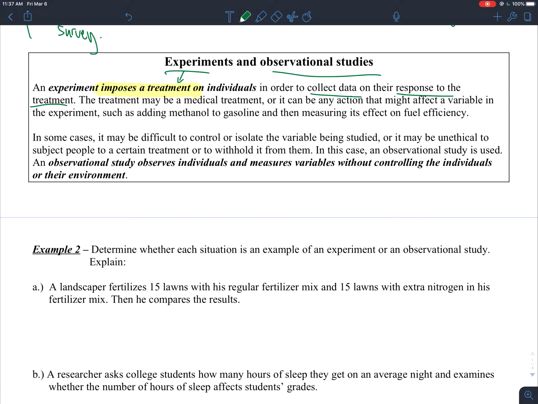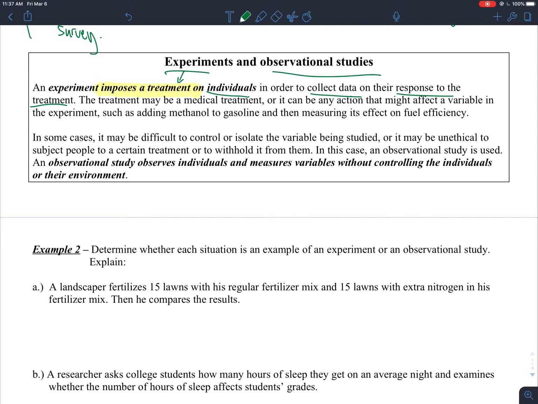Okay? Treatment can be anything. Treatment can be all kinds of different things. Medical treatment, temperature of a room, adding something to gasoline, inflating tires with a different type of gas from just regular old air that we get from the pump, all kinds of things. There's so many different things. The treatments can be almost anything. And individuals can also be almost anything. Individuals mean people, animals, objects, plants, whatever, okay?